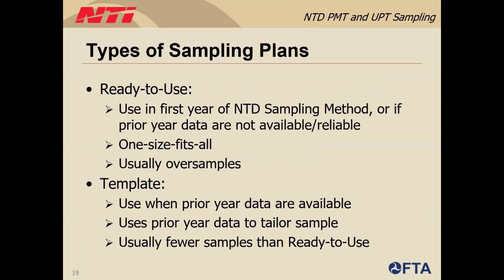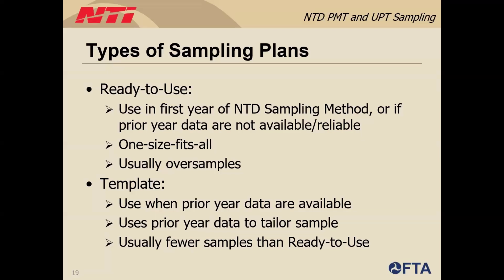So in your first year using the NTD sampling method, the sampling manual provides a one-size-fits-all sampling plan, which you can customize in a few ways. This is called a ready-to-use plan. You should only use a ready-to-use plan if prior year sample data are not available, either because you haven't sampled before or because the prior year data are not reliable.